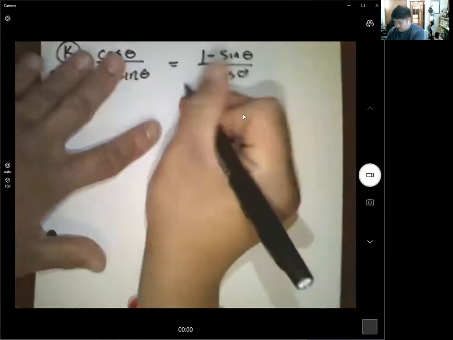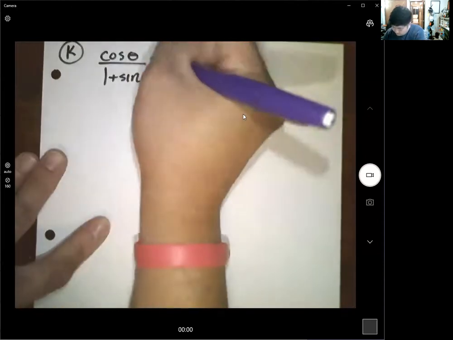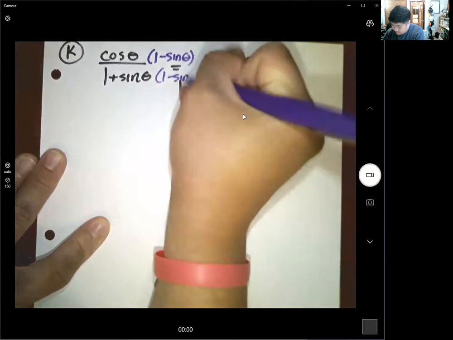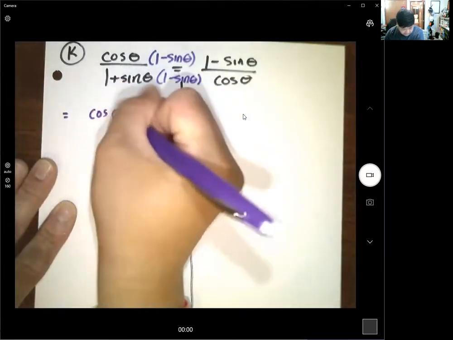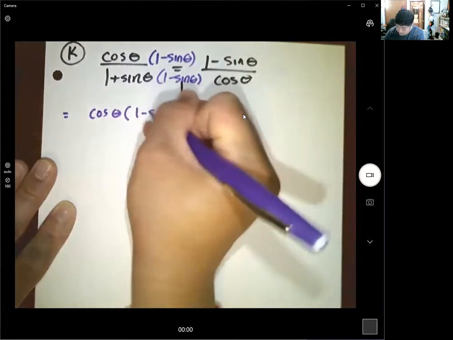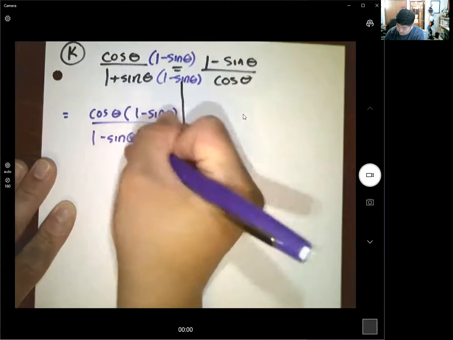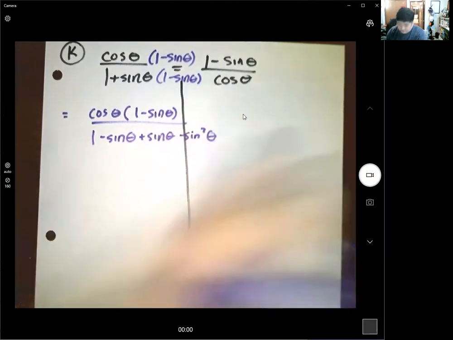So what am I going to do here? Well, let's try multiplying by the conjugate, 1 minus sine of theta over 1 minus sine of theta. Then in the numerator, I have cosine of theta times 1 minus sine of theta, and in the denominator, 1 minus sine of theta plus sine of theta minus sine squared theta.